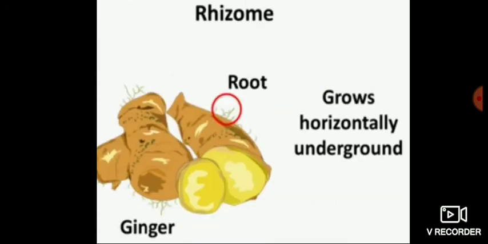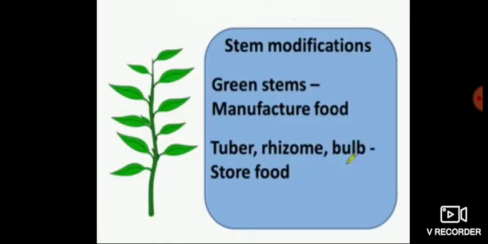We can see here the picture of ginger. Ginger is a rhizome which has small leaves and roots. It grows horizontally in underground condition, so it's called rhizome.